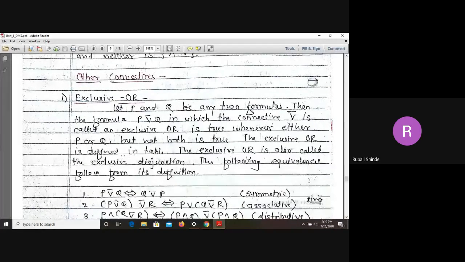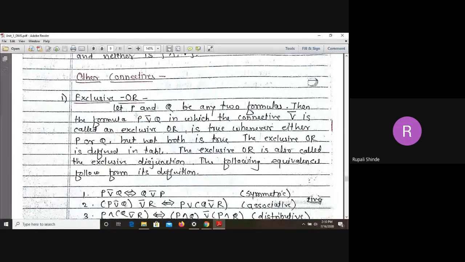Now, the last point from this chapter is other connectives. In these other connectives, we have to see three connectives. First one is XOR, second one is NAND, and third one is NOR. First, we are going to see what is the exclusive or, which you can call XOR.